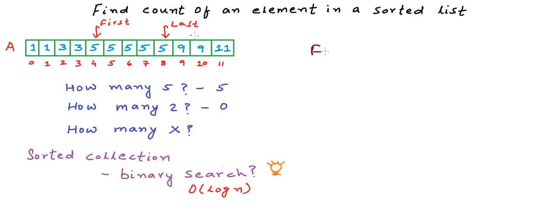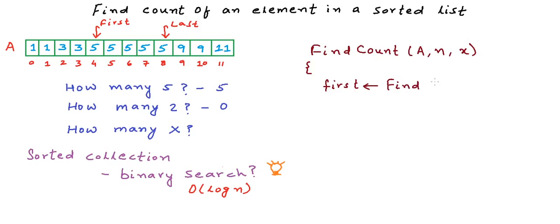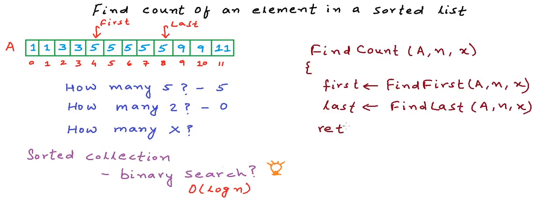So once again we will write a method find count that will take an array A, its size n, and the element x, and let's say we find the first occurrence of the element in the array using a method find first, which is a variation of binary search, and we will use another method call to another variant of binary search that will give us the last occurrence of the element in the array. Then we can return count as last index minus first index plus 1, and I'm not handling the case here when the element is not present in the array. Let's say we will handle it well in our actual implementation.